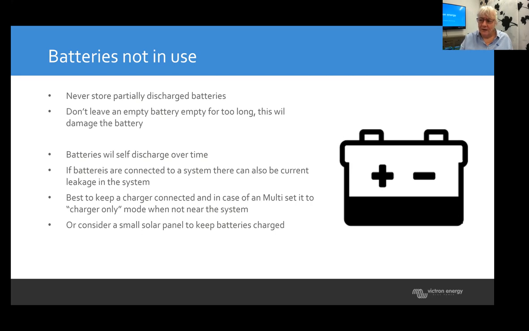Because another problem you can get with lead acid batteries, because they've got water and sulfuric acid inside, is what they call stratification. You get a layer of water. Water is lighter than sulfuric acid, so the water starts to float on top of the sulfuric acid. They start separating, and that's also not so good. So that's why we have what we call repeated absorption.